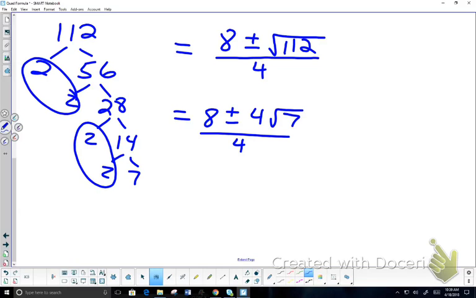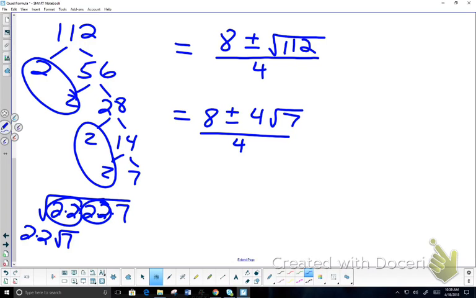So you do the buddy pairs. Yes. In other words, 112 is 2 times 2 times 2 times 2 times 7. There's a pair, there's a pair, which means 2 times 2 comes out, 7 stays in. Okay. 2 times 2 is 4. Can it simplify anymore?